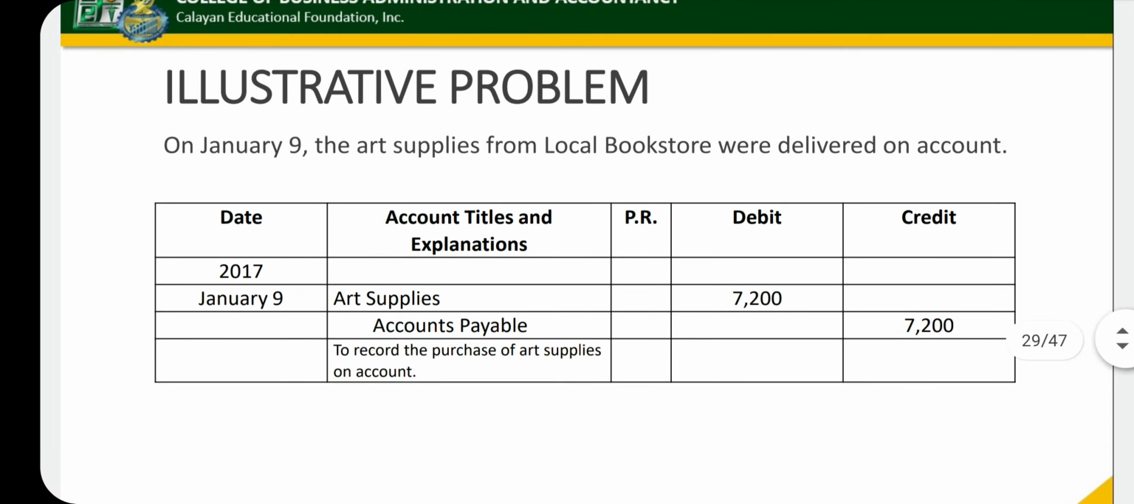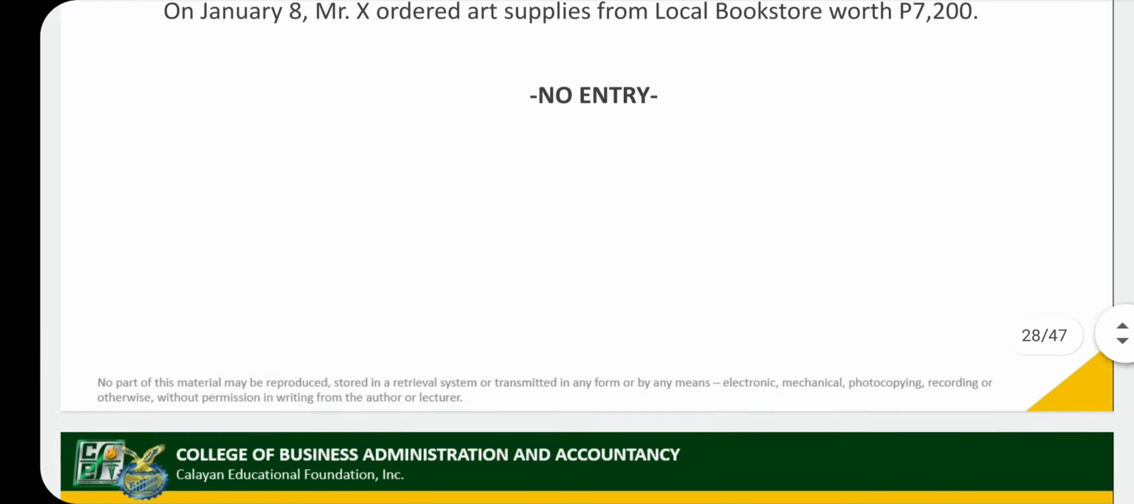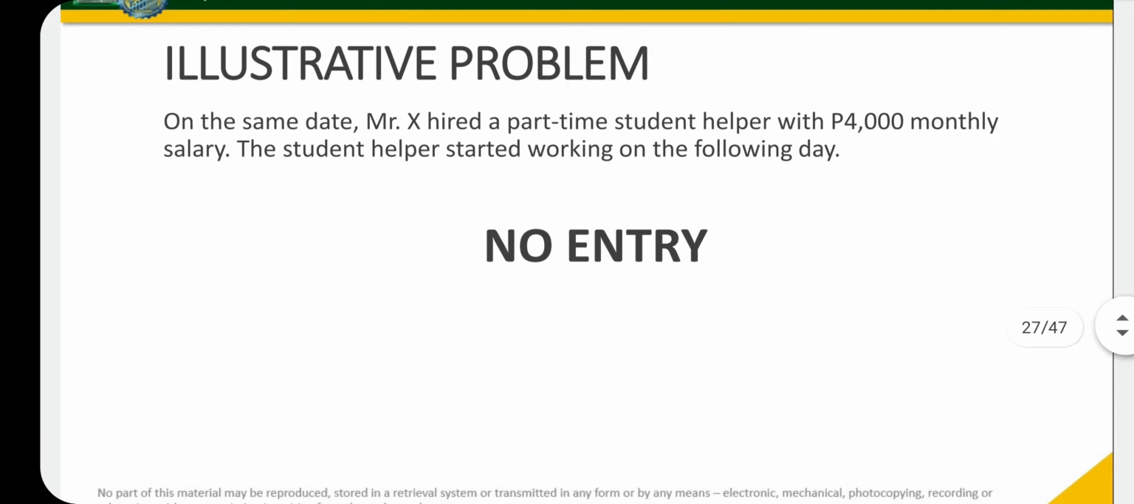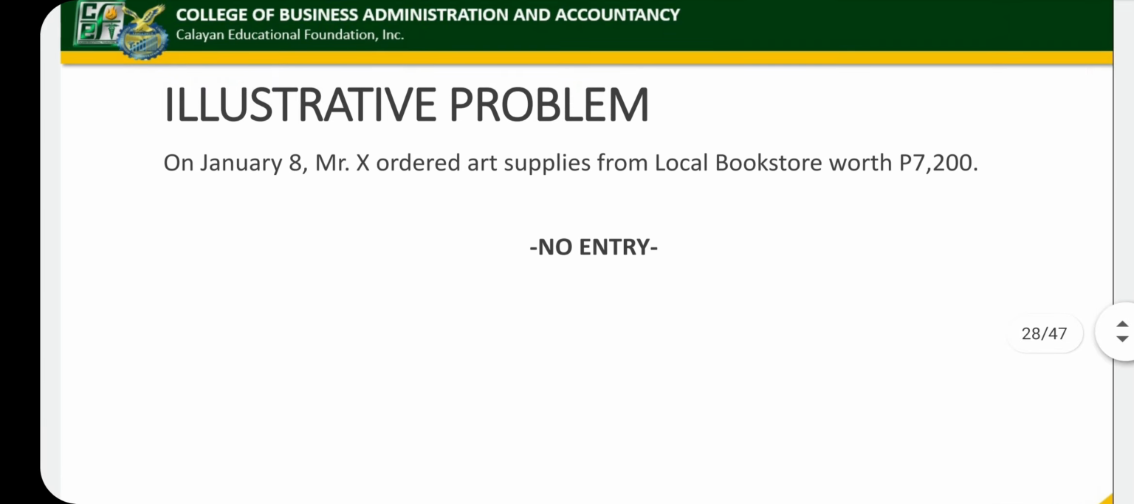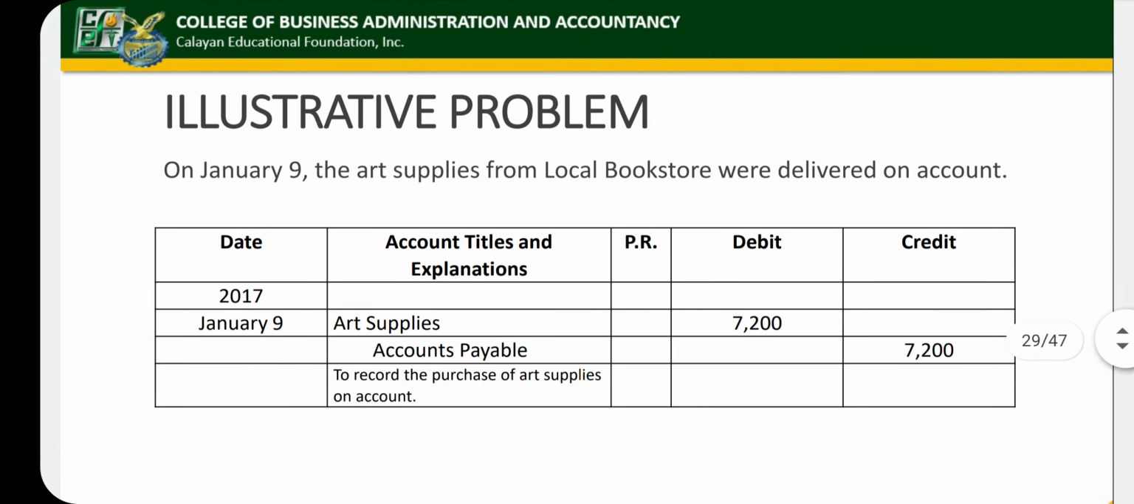Next transaction. On January 9, the art supplies from local bookstore were delivered on account. Diba, on January 8, nag-order tayo kay local bookstore ng supplies worth 72,000. The following day siya dumating. So, in this case, magre-record na tayo kasi when the supplies that we have ordered arrived or were delivered to us, magkakaroon na tayo ng asset, diba?